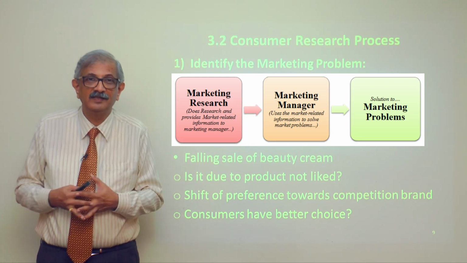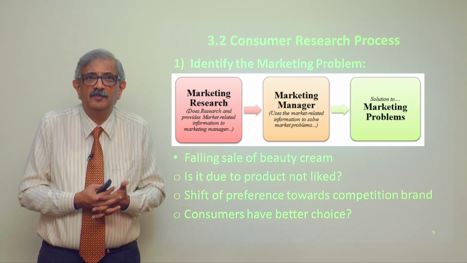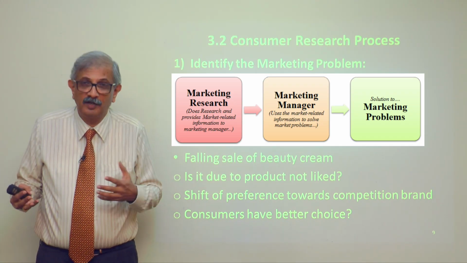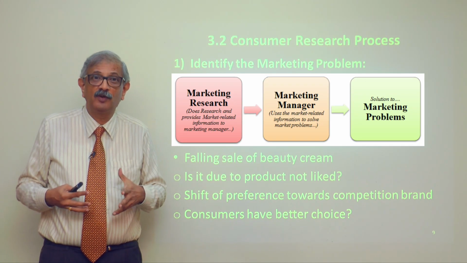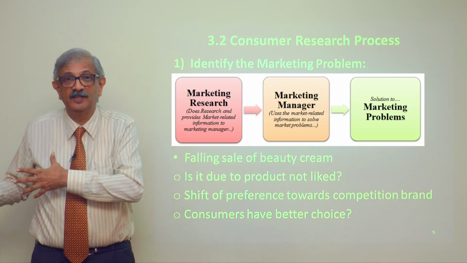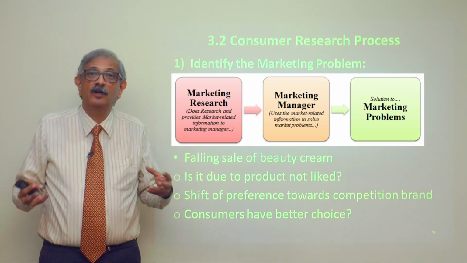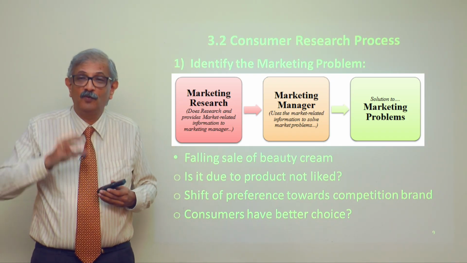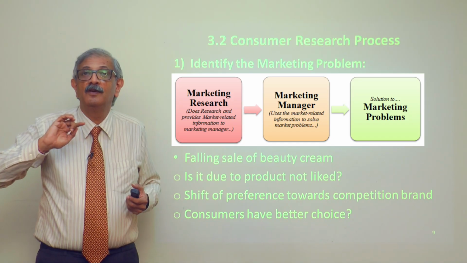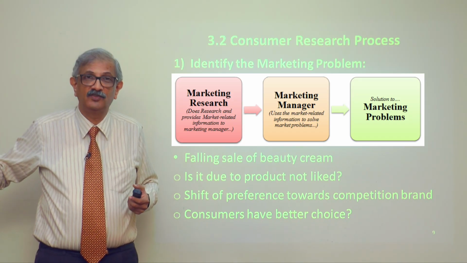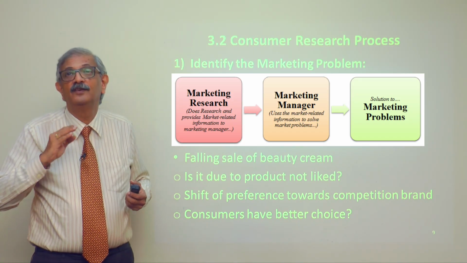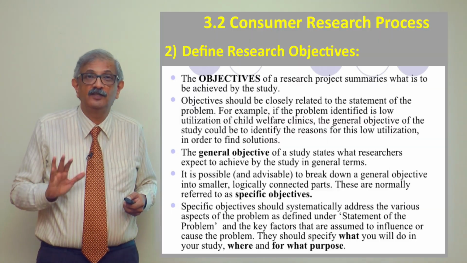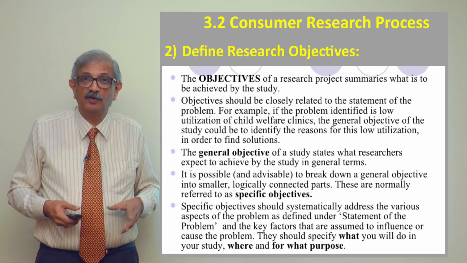So here is one example. If your sale of beauty cream is going down, what is your problem? How will you put your problem? Is it due to the product not being liked, or anything to do with the product? Or is it a preference shift towards the competition, or have consumers found some other alternative? So while you define your problem, it is not just "beauty cream sale falling, and do the research." You must specify what the problem is, or what area of the problem you want the research agency to probe.